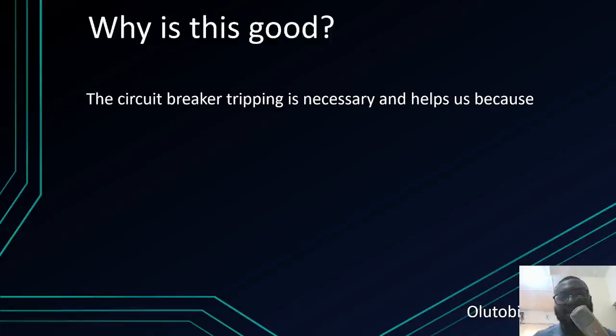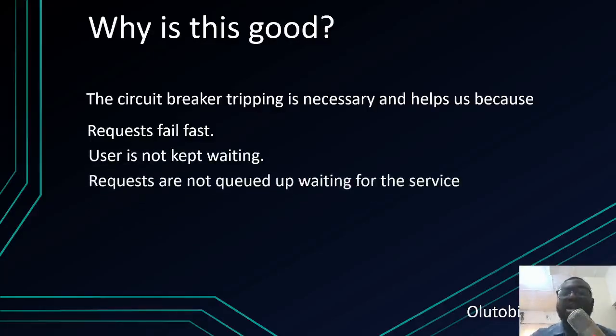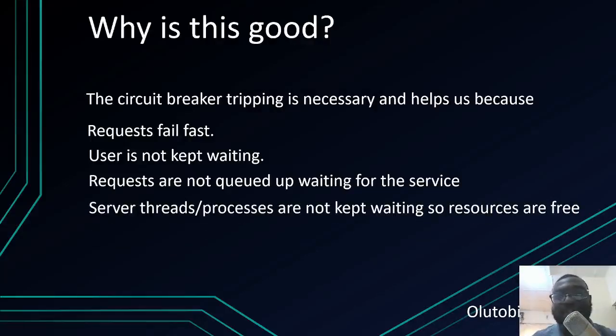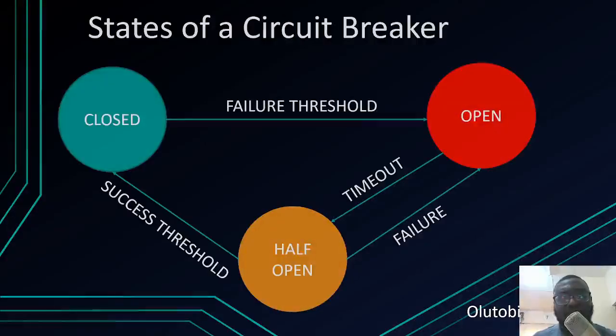Now, why is the circuit breaker tripping necessary? It's necessary because now the requests will fail fast. There is no longer any period of waiting. We are no longer waiting for a failed service, and then our threads are free to be used again. Now, the user is not going to be kept waiting. Requests are not queued up waiting for the failed service, right? Threads are not going to be queued up waiting for the failed service in the event that the service becomes healthy again and it becomes overloaded by requests. Now, server threads and processes are also not kept waiting, so resources are free. And we can return a default or a cached value as a response instead of errors.